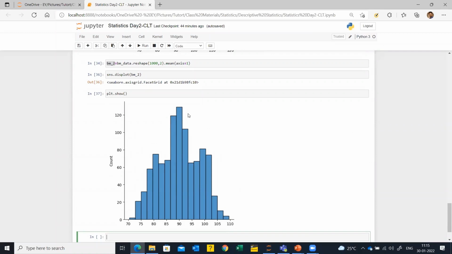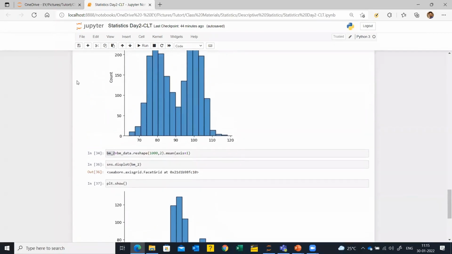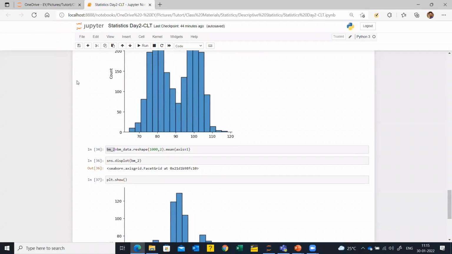If I create a bell curve, it's actually fitting your data set. Okay, please follow along. Any question, do let me know. Can someone answer what is the sample size here, which I am taking every time? 2. 2 is the sample size.